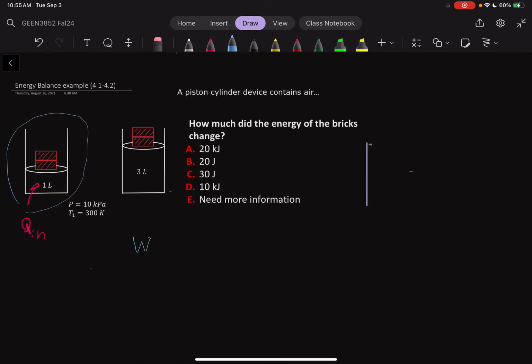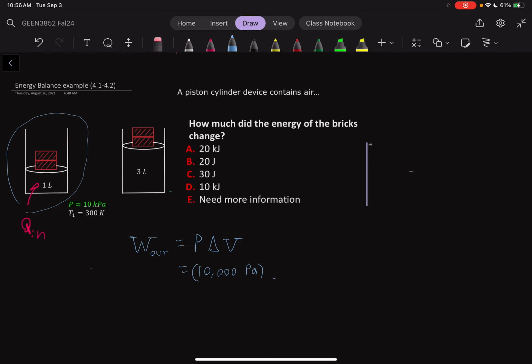And we know that the moving boundary work output for a piston cylinder device, these bricks are constant force, and it's a constant area cylinder, so it's a constant pressure system. For an isobaric system, it's going to be the pressure times the change in volume. And so I can solve this out. I can say that the pressure is equal to 10,000 pascals, 10 kilopascals, that was given right here.